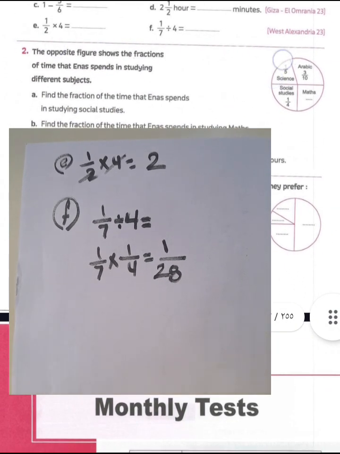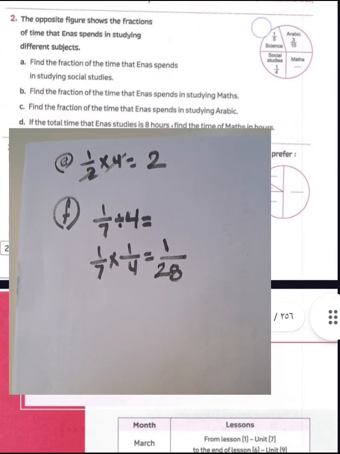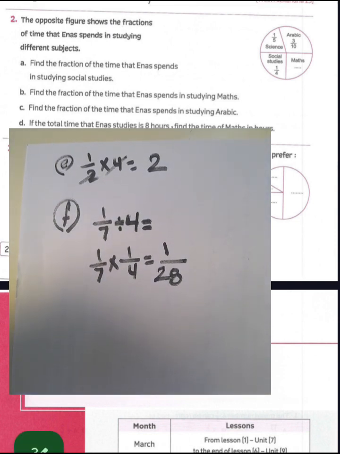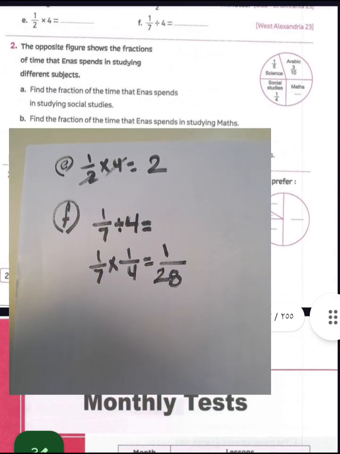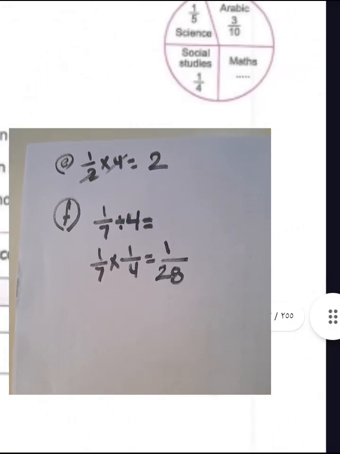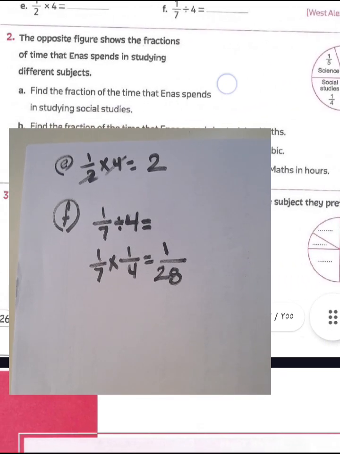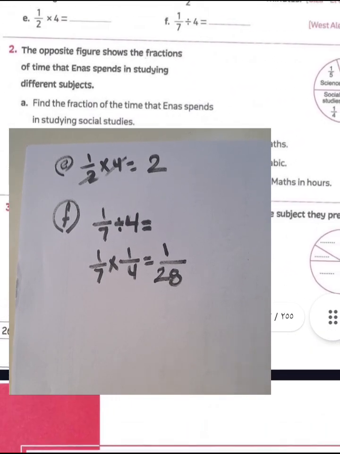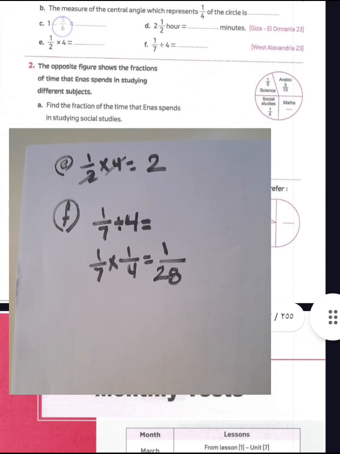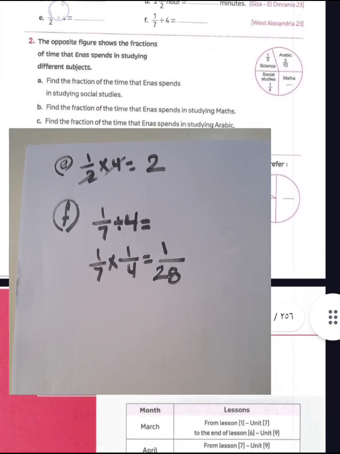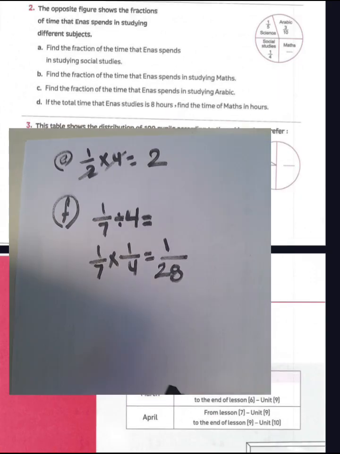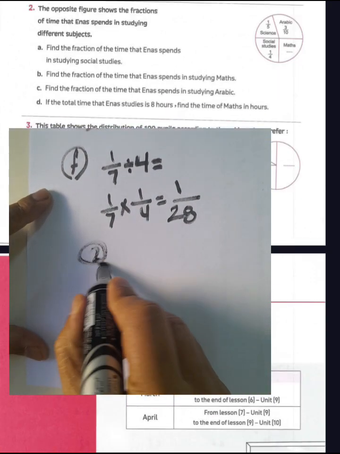Question number 2, in the opposite figure choose the fraction. Letter A, find the fraction of time that Ines spends studying social studies. Social here, we can write social here, a fourth. Find the fraction of time that Ines spends studying social. Okay, social here is a fourth. Number 2, letter A, write 1 over 4.